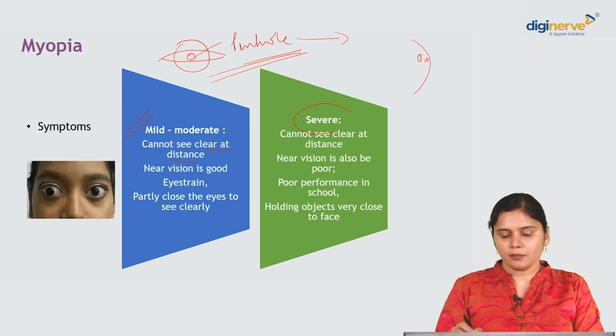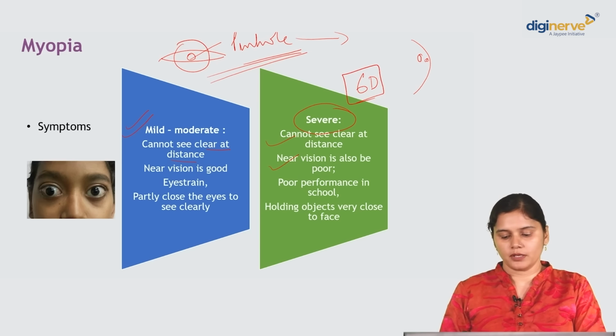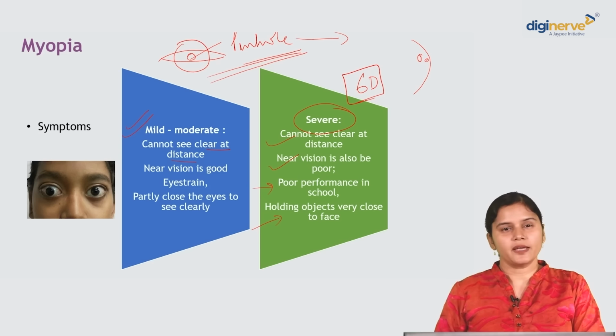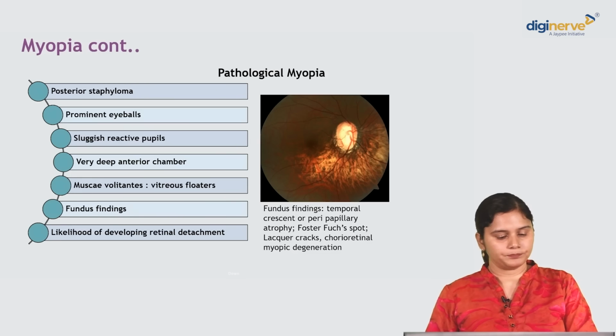Now in severe myopia, they cannot see clearly for distance as well as for near, because if there is 6 diopters of refractive error, then the near vision will also be poor. These children usually have poor performance in school, and they hold objects very close to the face to clearly read or look at them. So it is very important to pick them up early and give them glasses.